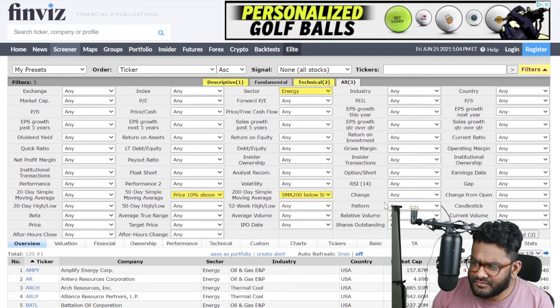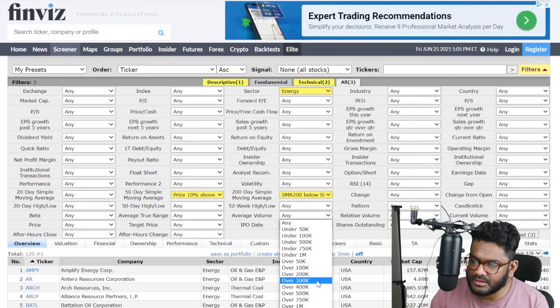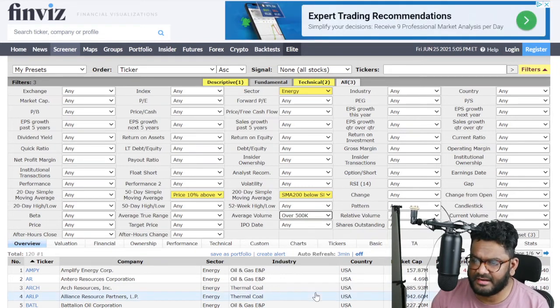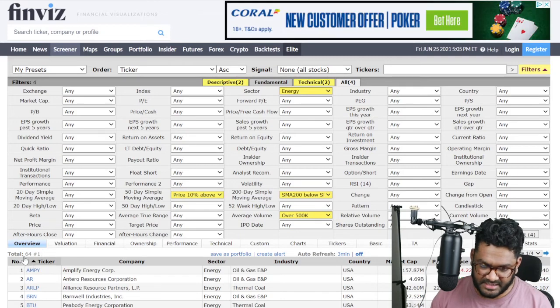Okay, I'm going to find it out. This volume, where is this volume? I couldn't find volume here. Relative volume, average volume, right? Average volume. Yeah, I'm going to find this average volume here, and set it above 500,000. We'll set 500,000. Okay, now if you can see it here, it says 64 companies.